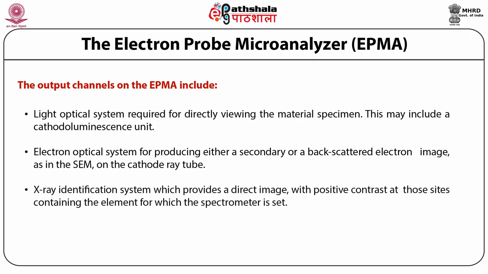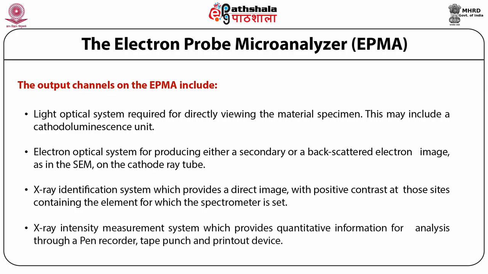Number 3. X-ray identification system, which provides a direct image with positive contrast at those sites containing the element for which the spectrometer is set. Number 4. X-ray intensity measurement system, which provides quantitative information for analysis through a pen recorder, tape punch, and printout device.